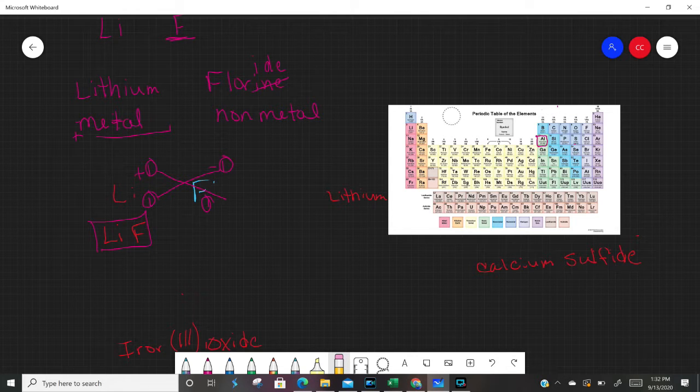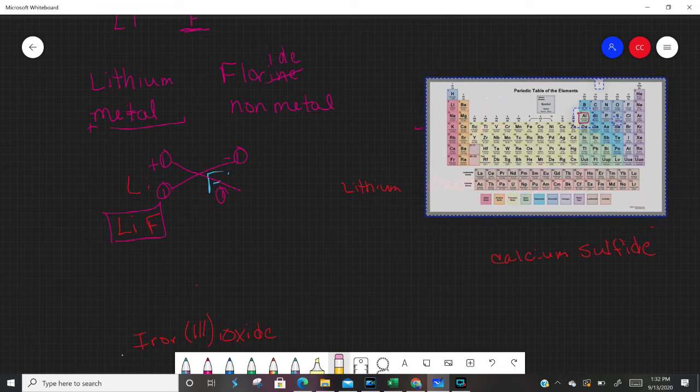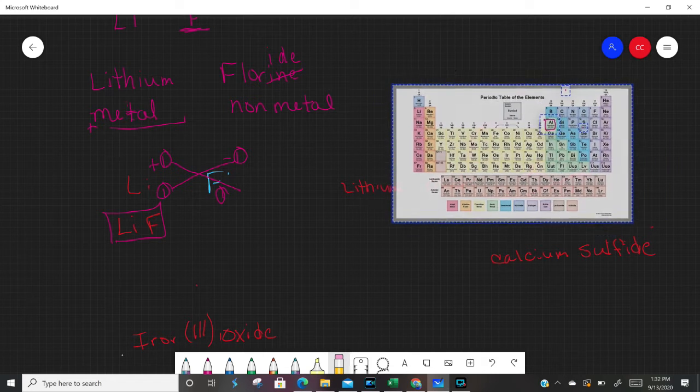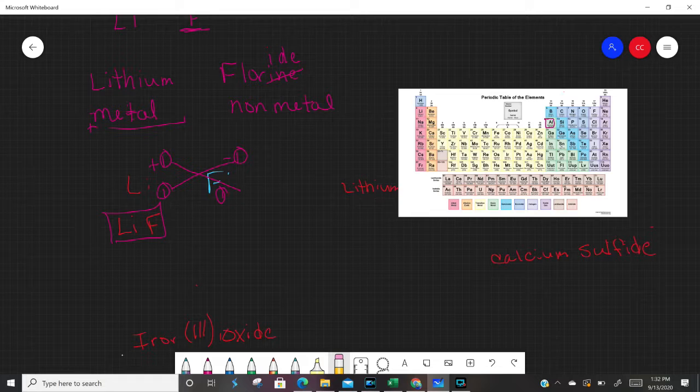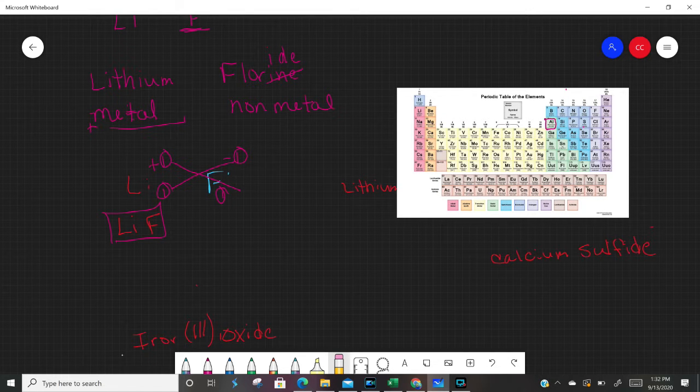The other thing you can talk about is what are the charges on it. So on group 1, they're going to lose 1 electron, so it is plus 1. Group 2 is going to lose 2 electrons, so it is plus 2. Group 13 or 3A is going to have 3 electrons that it's going to lose.